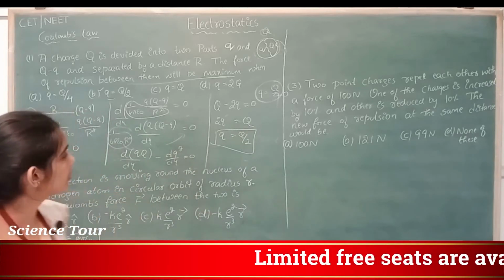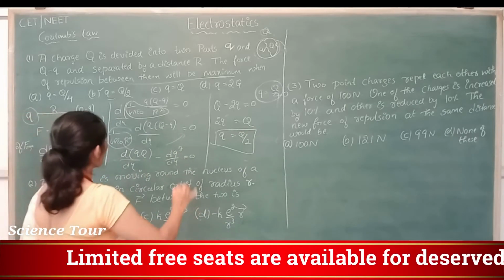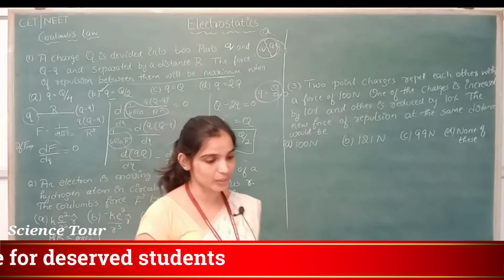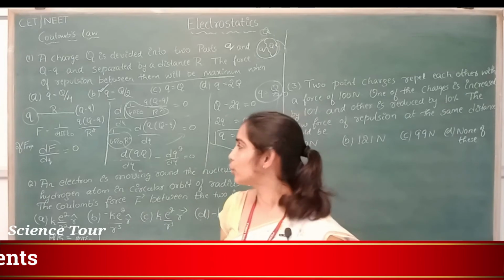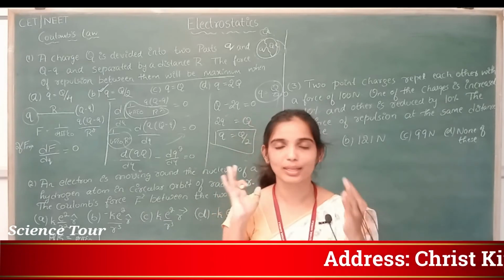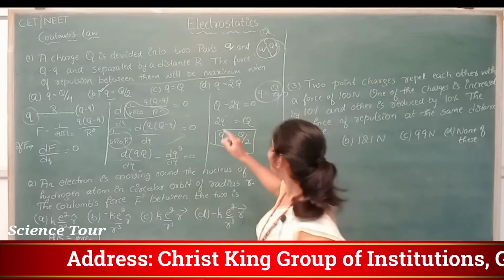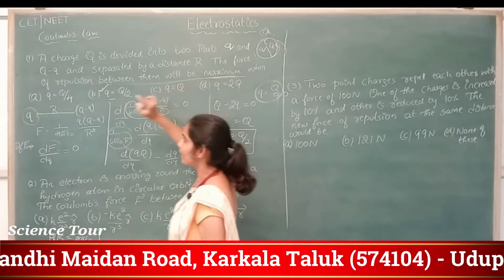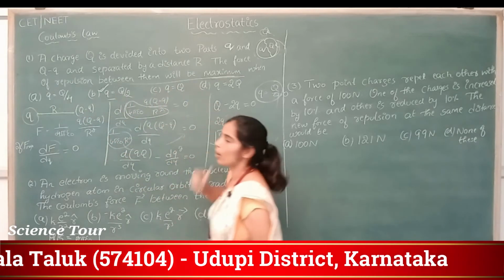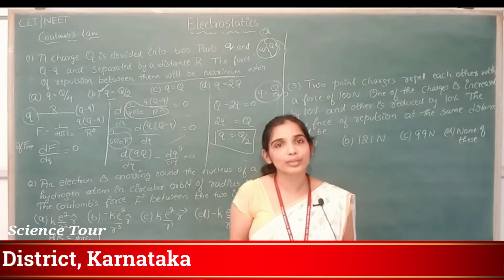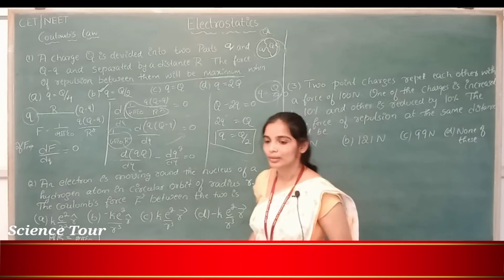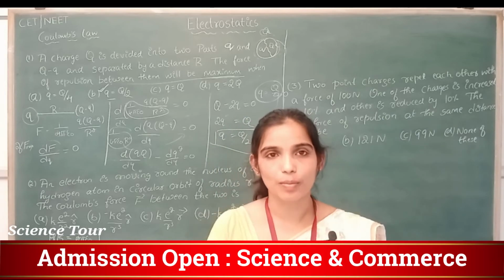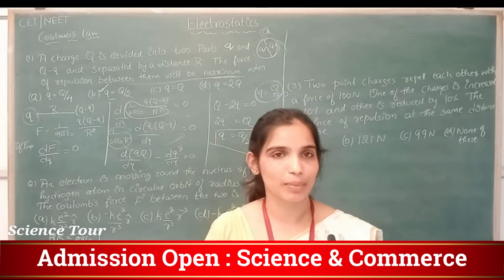We get the answer. So the answer is option B. In this type of question, two things you should always remember. One is direct thinking. They are asking, if the force of repulsion between them will be maximum, when q is equal to what? What is the value of that small q?